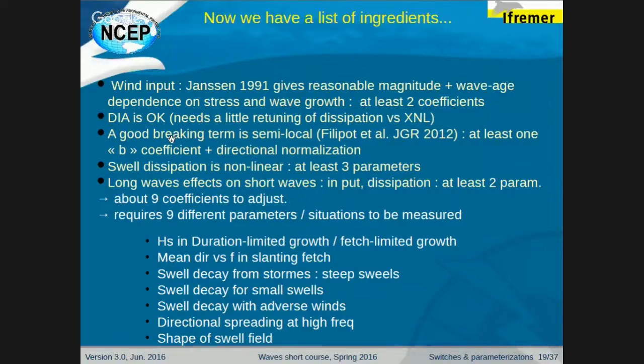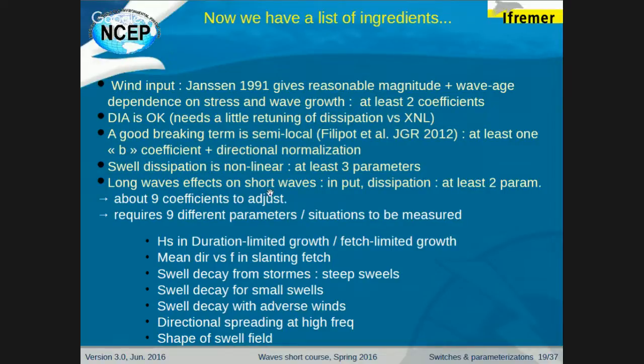Then the breaking term. There are different ways to define it, but one nice way, I think, is what we did with Jean-François Filipot as part of his thesis. As a result, you have at least 2 coefficients to tune. One is essentially the B coefficient, and another is how you take into account the fact that not all the waves are in the same direction, and how waves in different directions lead to breaking. But then the swell dissipation is nonlinear, so you have this threshold and some dissipation coefficient, which gives you at least 3 parameters for the swell dissipation.